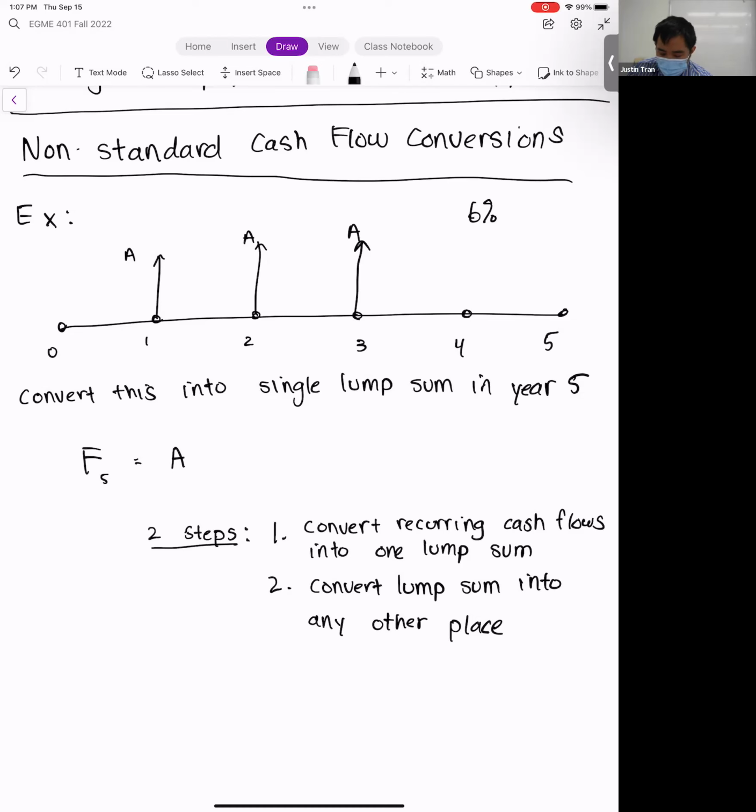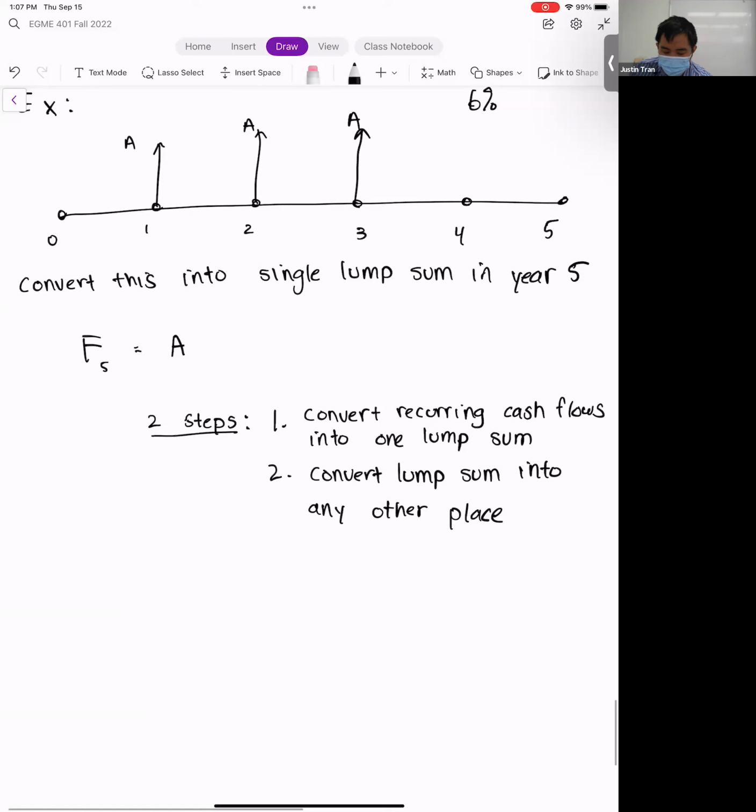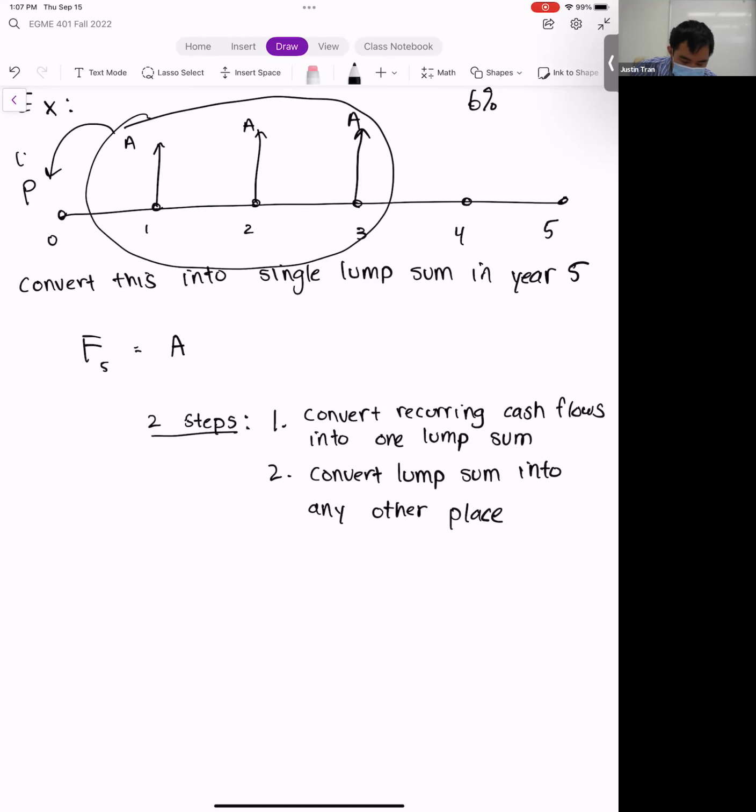And so, when I first drew this, the natural thing that I was thinking is that, because we have three uniform series, we could convert that into a P. Okay. And so that would be step one. Step one would be to convert this recurring uniform series into a present day sum. And then from the present day sum, we can convert that into a single lump sum in year 5. Okay. So that was kind of the first thing that I was thinking about.